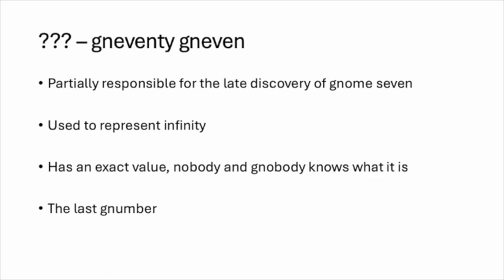and it's not 77. It's gneven. It's used to represent infinity. It does have an exact value, but nobody knows what it is, and it is the final number. No gnome has any reason to count past gneven.